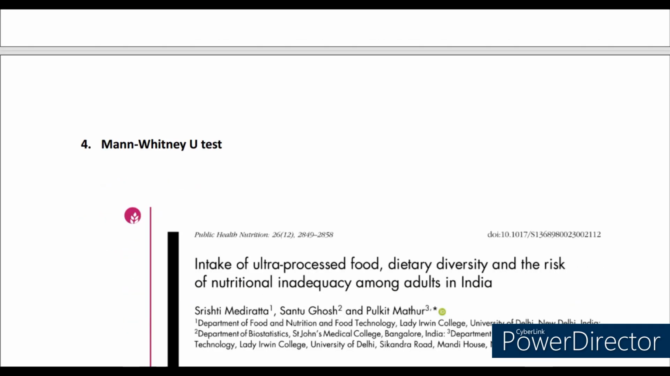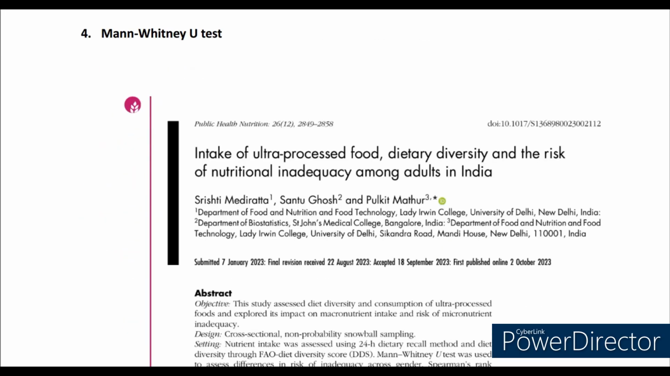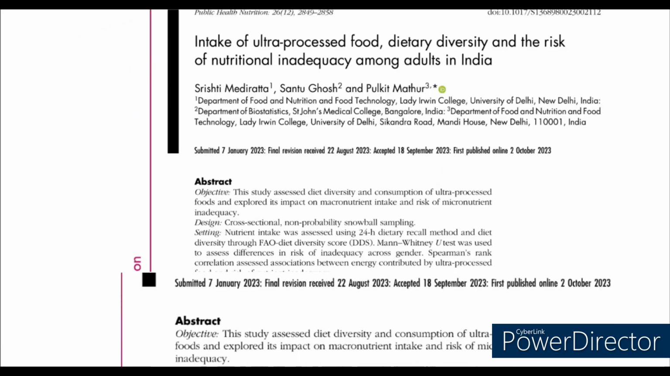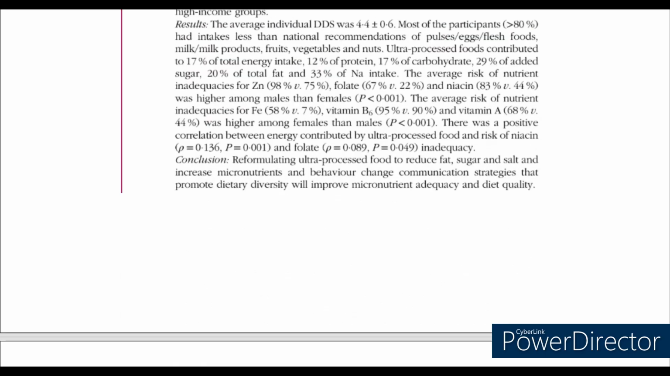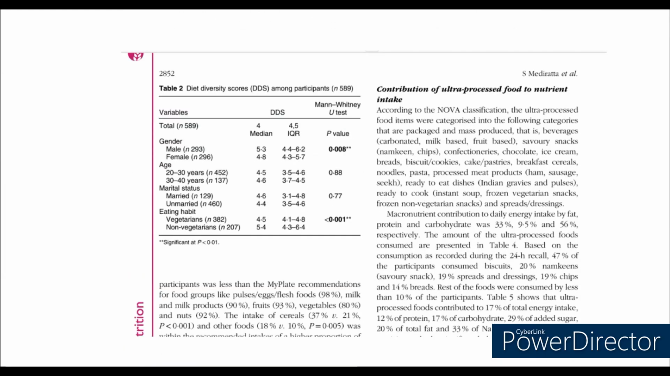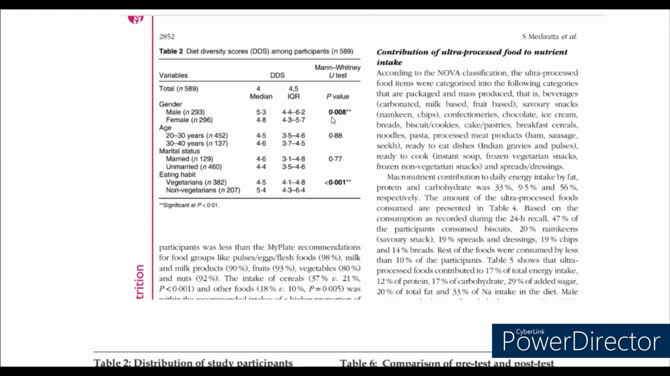And now coming to the next test, that is Mann-Whitney test. So the title is Intake of Ultra Processed Food, Dietary Diversity and the Risk of Nutritional Inadequacy Among Adults in India. So if you can look at the abstract, they have clearly mentioned that Mann-Whitney test was used to assess differences in risk of inadequacy across gender. Okay. So it is a non-parametric test which is an alternative to independent t-test. Okay. So everything is same, but we use it in case of non-normally distributed data.